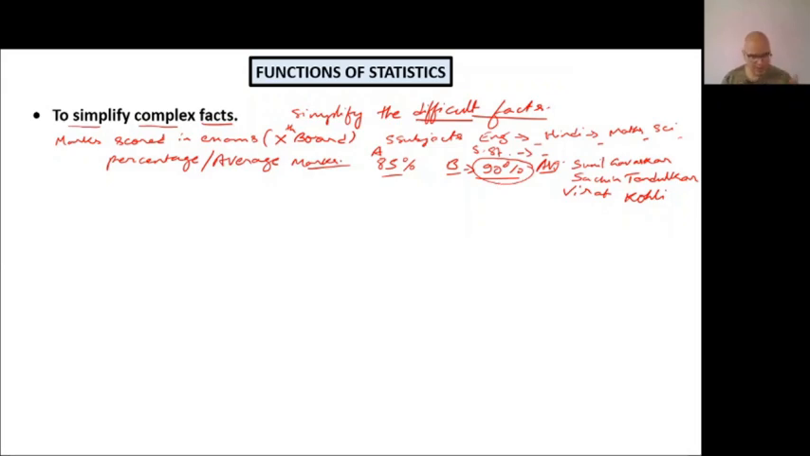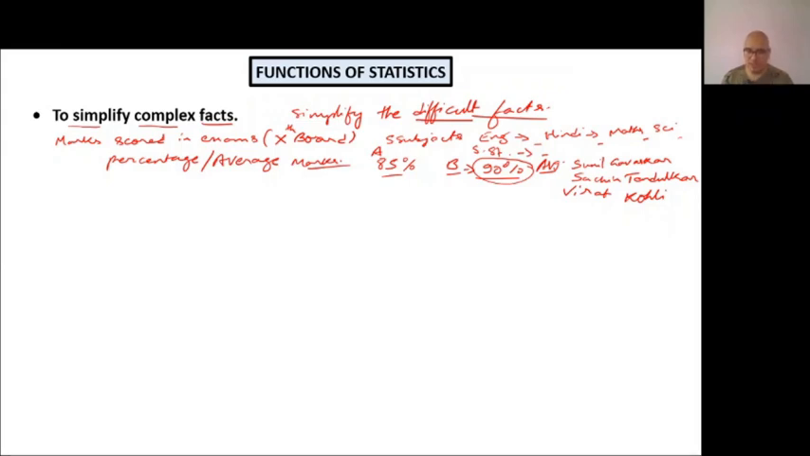So average makes it quite easier for us to make comparisons. So this is how it simplifies complex facts. Sachin Tendulkar might have played more matches than Sunil Gavaskar and Virat Kohli, but when we bring the averages together, then we can easily compare irrespective of how many matches they have played.